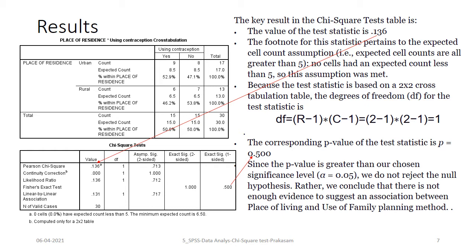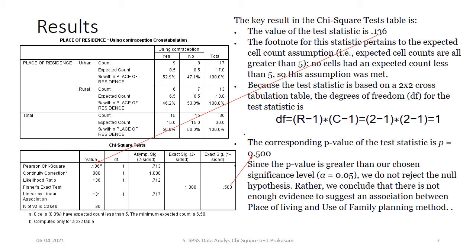At the footnote there is a criterion given: expected count less than 5. There are 0 cells with expected count less than 5. Therefore, that criterion has been satisfied. There is no cell having frequency less than 5. No cell had expected count less than 5. So, this assumption was met, because this test statistic is based on a 2 by 2 cross tabulation.